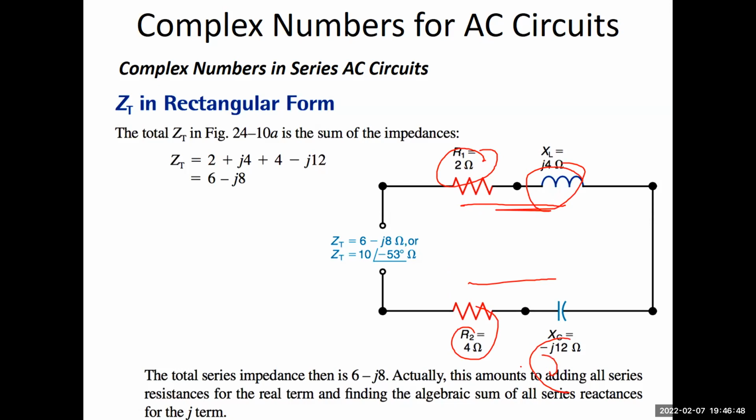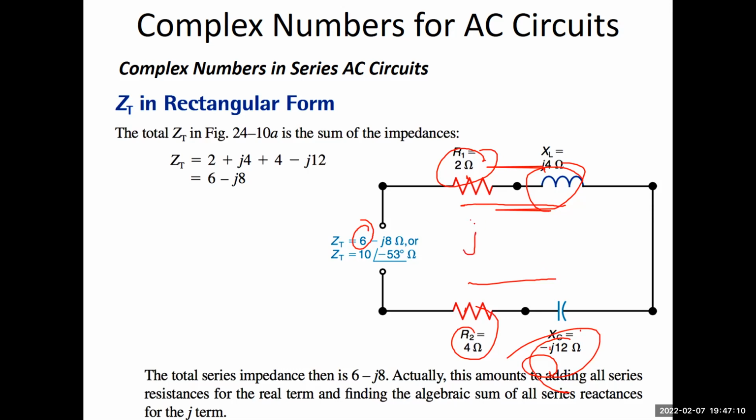Diba? And to combine that, the total impedance now would be equal to 2 plus 4 ohms, and that will now be equal to 6. Okay. And then we have combining J4 and negative J12. So kitang-kita agad natin na mas malaki yung J12 sa J4.